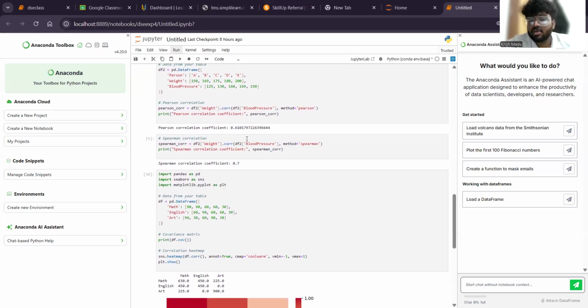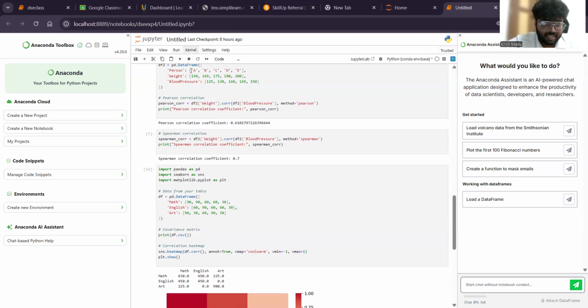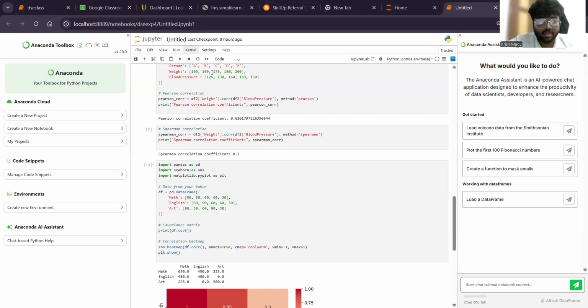In the eighth question, we are going to calculate the correlation coefficient using Spearman for the same table. We have imported it, and the table is uploaded before the question, so we don't need to upload it again. We are using the correlation coefficient formula for Spearman, and after that we print the Spearman correlation coefficient, and we got the solution.